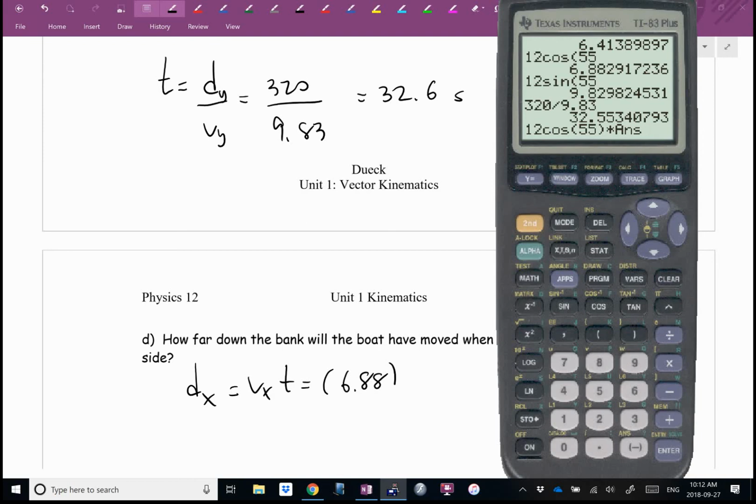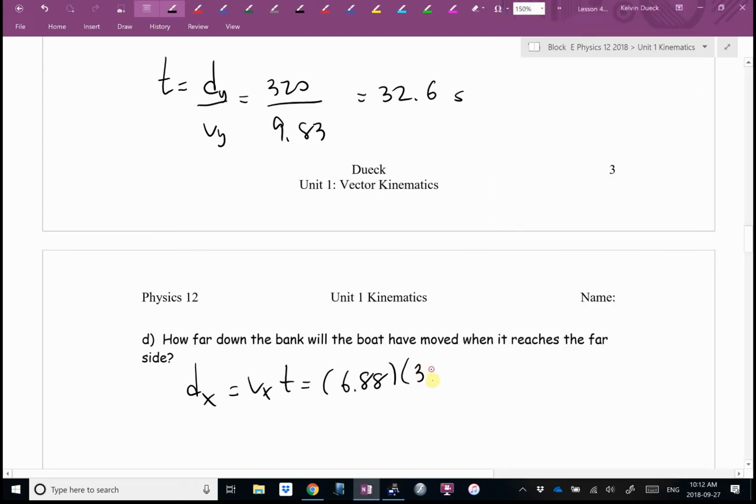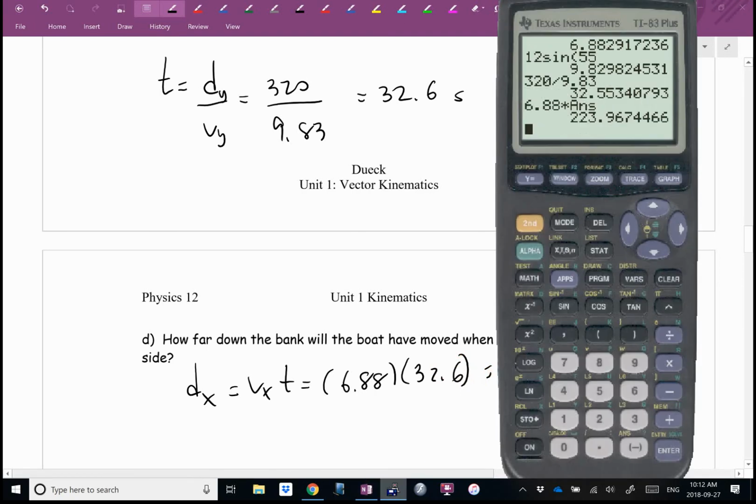So I'm going to go, not divided by Mr. Dueck, 6.88 times answer button. I'll write 32.6, but I'll store that number on my calculator. Do you get 224 meters?